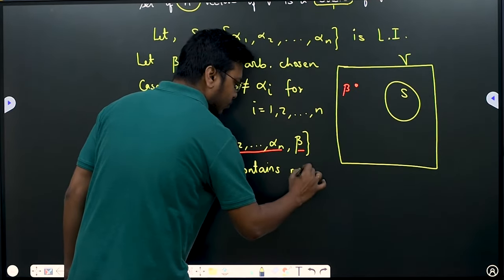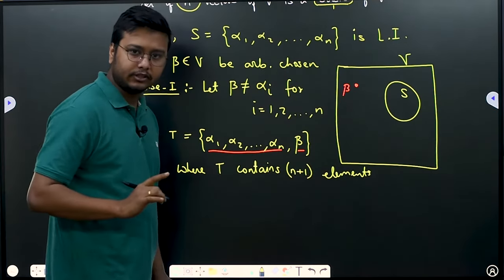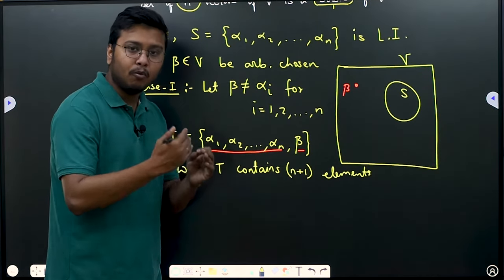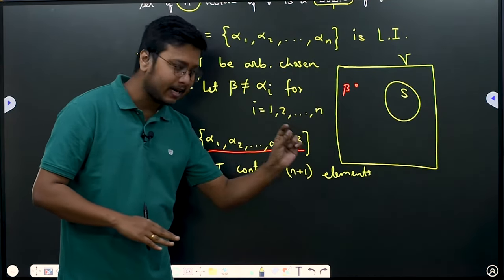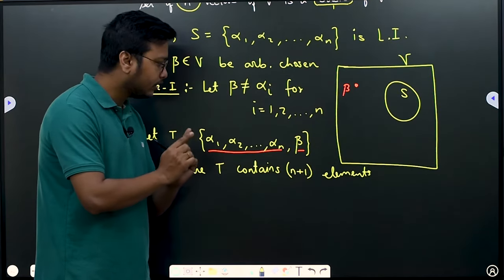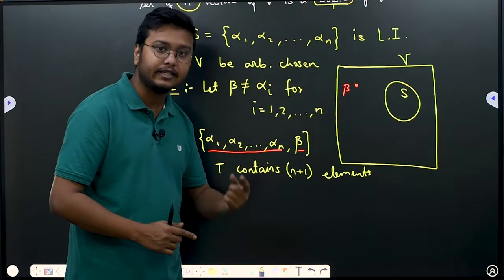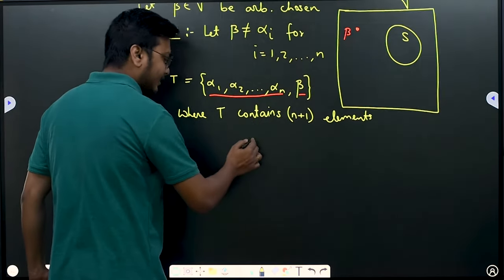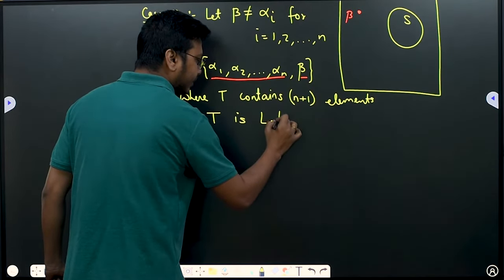Now we have already done in the previous theorem that any set which contains more vectors than the dimension of the vector space, here the dimension of the vector space is n and T contains n plus 1 elements. I told you before that the moment a set contains more elements than the dimension, the set becomes linearly dependent, and that's 100% guaranteed. So here I can say that this implies T is linearly dependent.